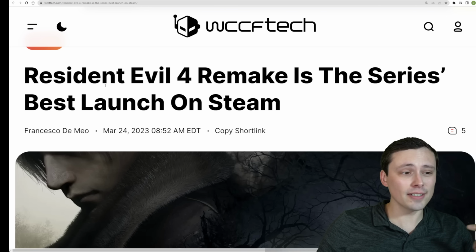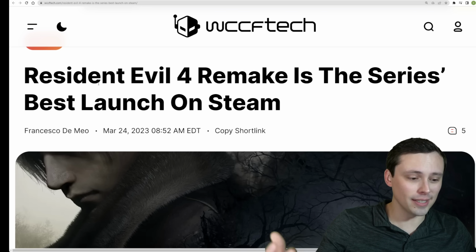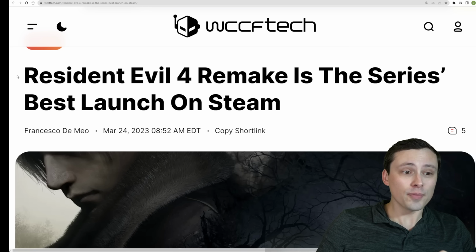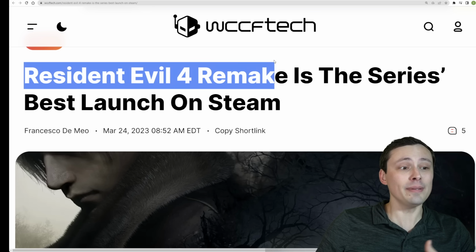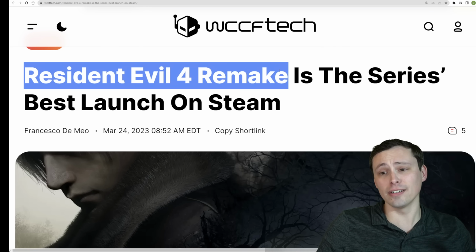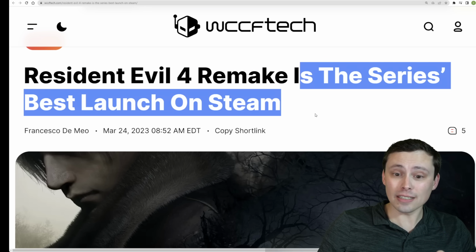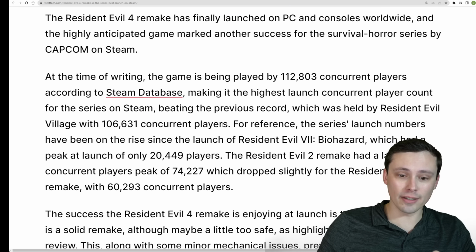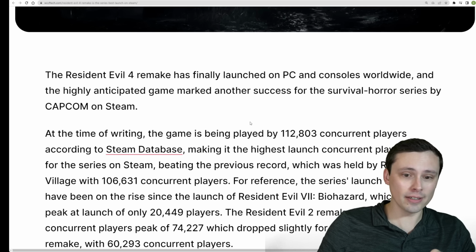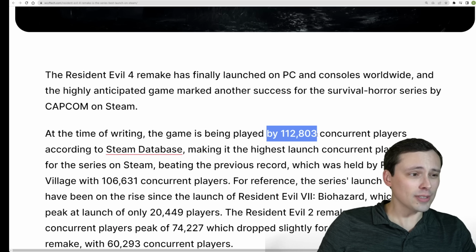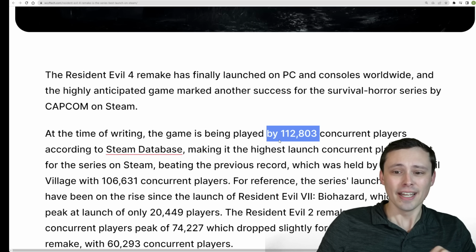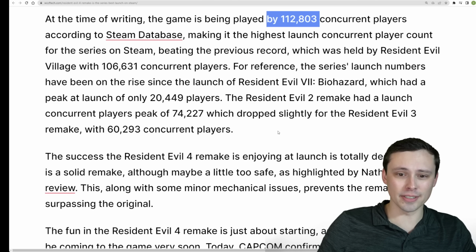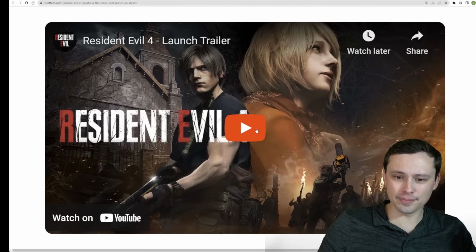They did show it off, and it did look like it was working well in their demo, but that's their demo. Resident Evil 4 has launched, the Resident Evil 4 Remake, the original launched a long time ago, and it is the series' best launch so far on Steam, reporting very high concurrent player counts. This article is quoting 112,000. I'm pretty sure I tried it out last night, and it was around 140,000, although I could have missed that.